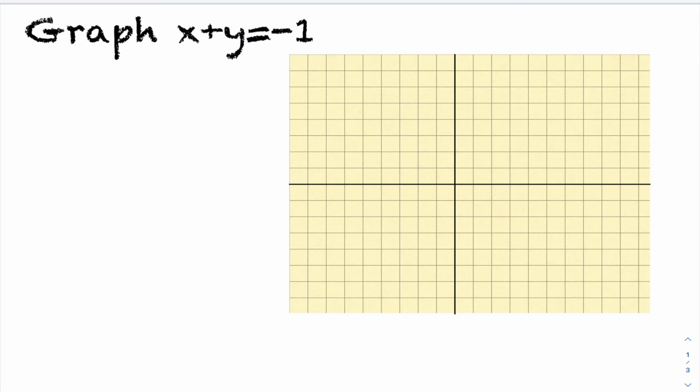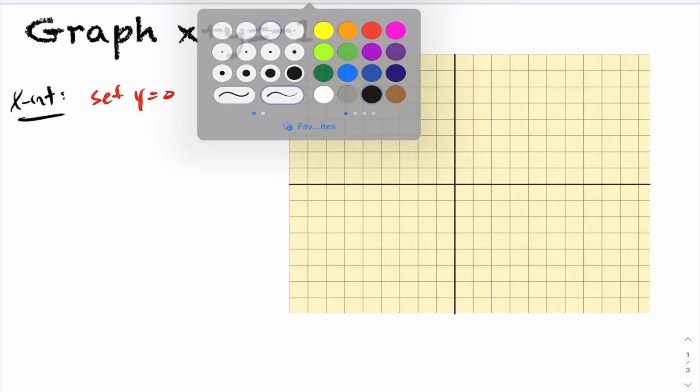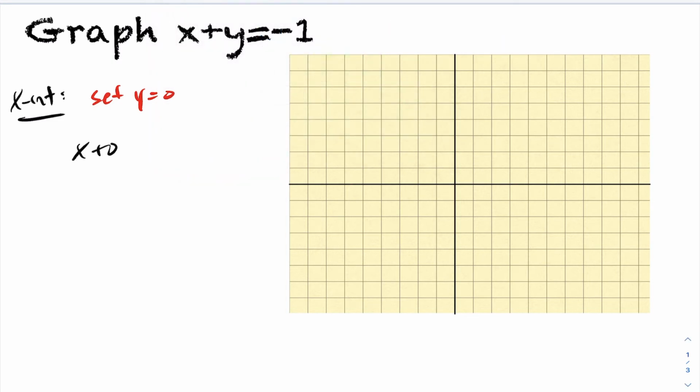Okay, so let's take a look at graphing this here. To graph this using x and y intercepts, we're going to have to actually find the x and y intercepts. Let's go ahead and do that. For your x-intercept, you're going to have to set y equal to 0. Everywhere that I see a y, I'm going to change that to a 0, in which case we get an x-intercept of negative 1.